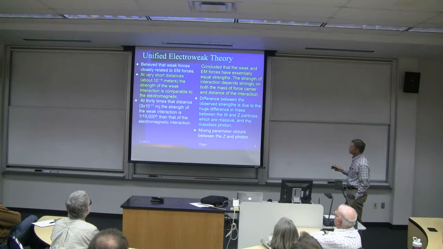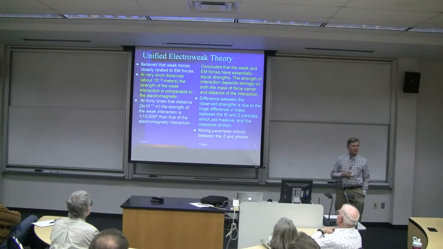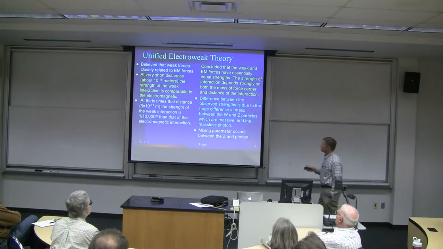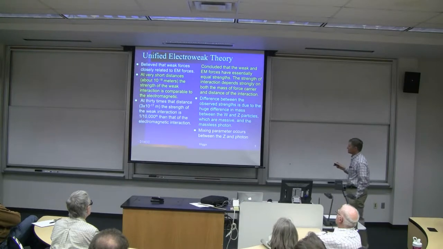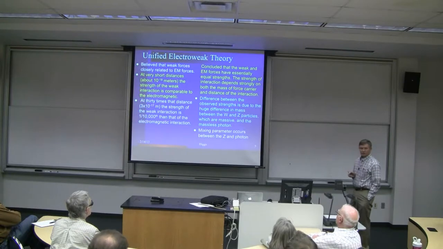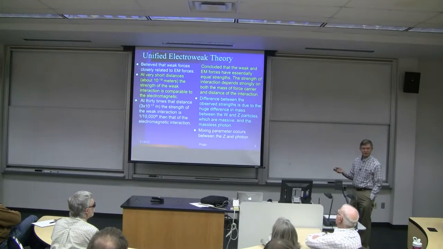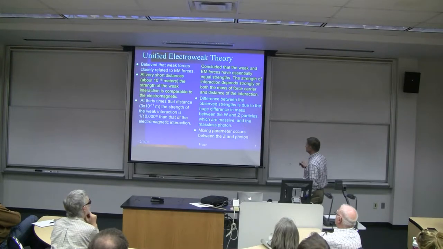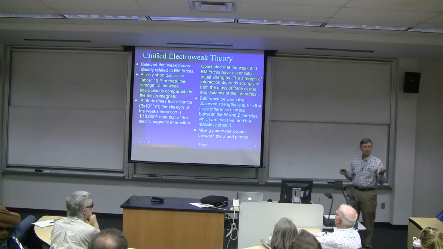But when you go just 30 times this distance, it turns out that the weak interaction is down by 10,000 from electricity and magnetism. And because they have equal strengths, theorists concluded that they were essentially the same force, and something had to cause this difference in terms of unifying the weak nuclear force and electricity and magnetism. The difference between these observed strengths as you move away from the objects was due to what carries the force.